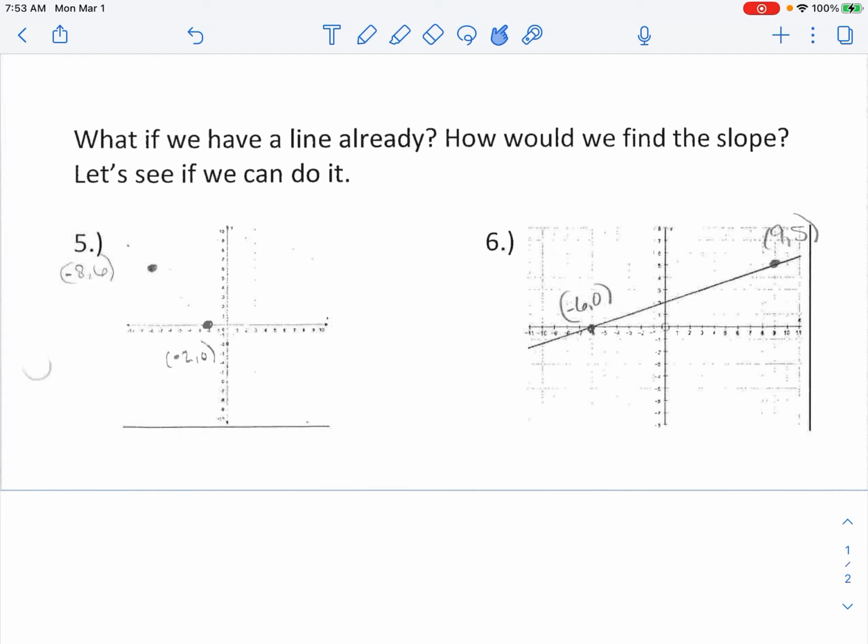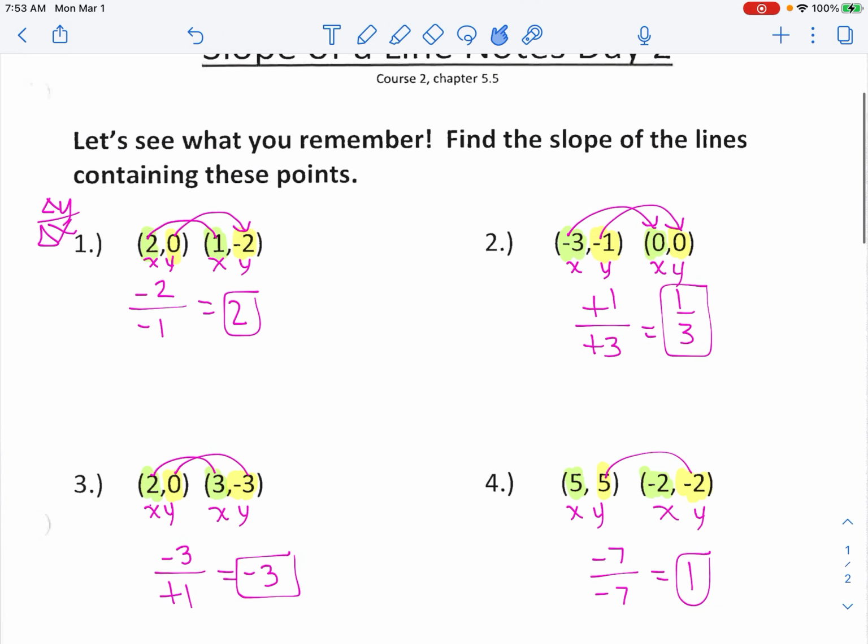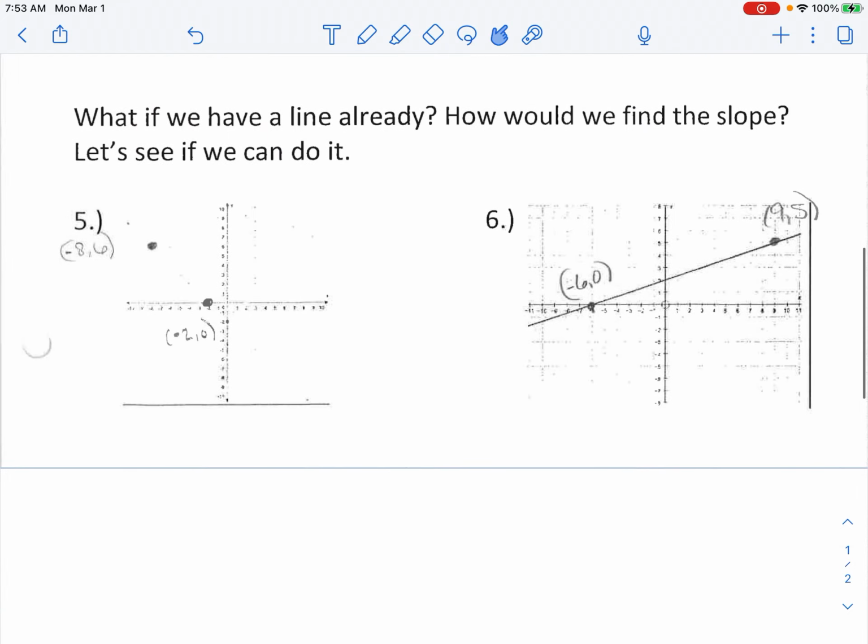So what if we have a line already? How would we find the slope? So the first way to find the slope of the line is if you're given 2 points on the line, do everything we just did. The change in y divided by the change in x. But what if you are given a graph and you can see the line on the graph? If you can see the line on the graph, then all you have to do is simply find 2 points. It doesn't matter what points, it can be any 2 points on the line. So I just randomly chose these 2 points right here.